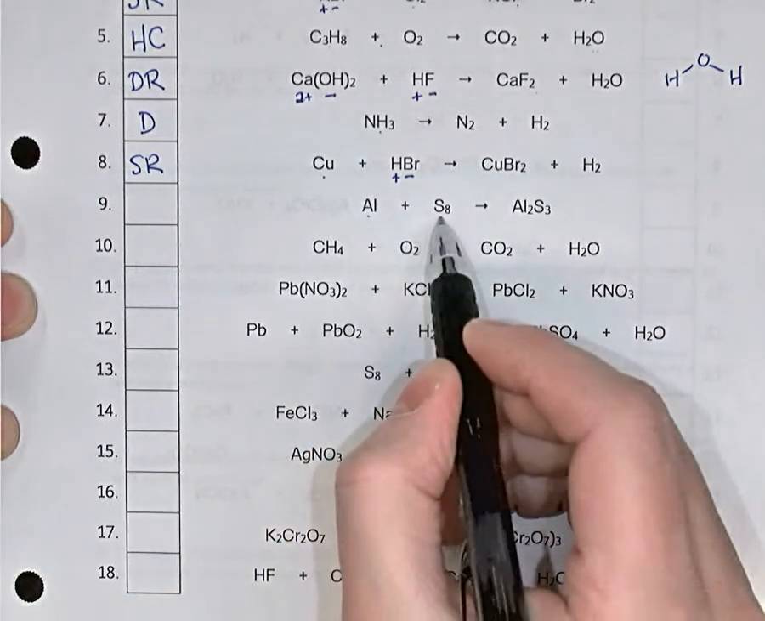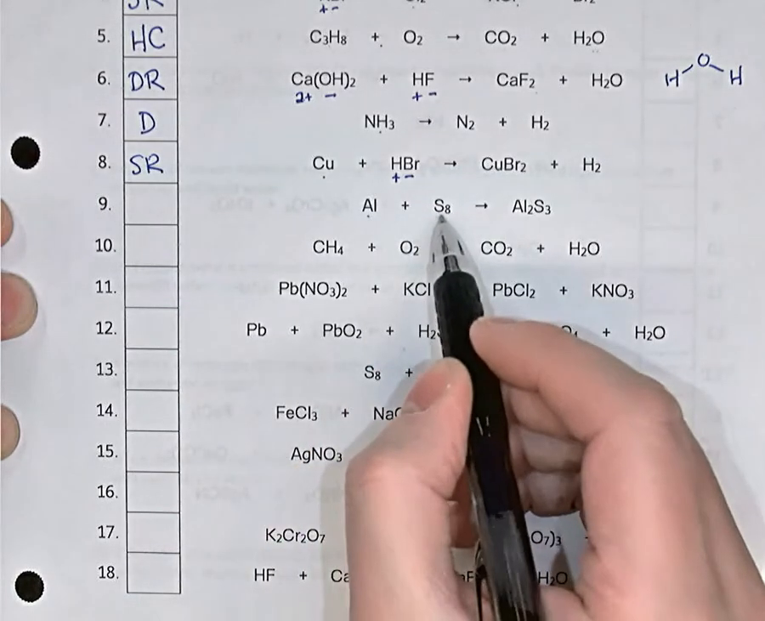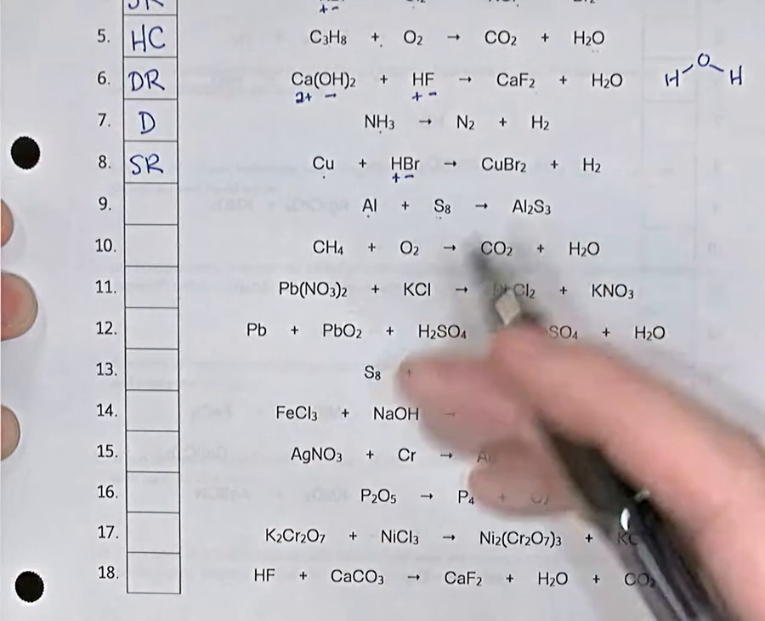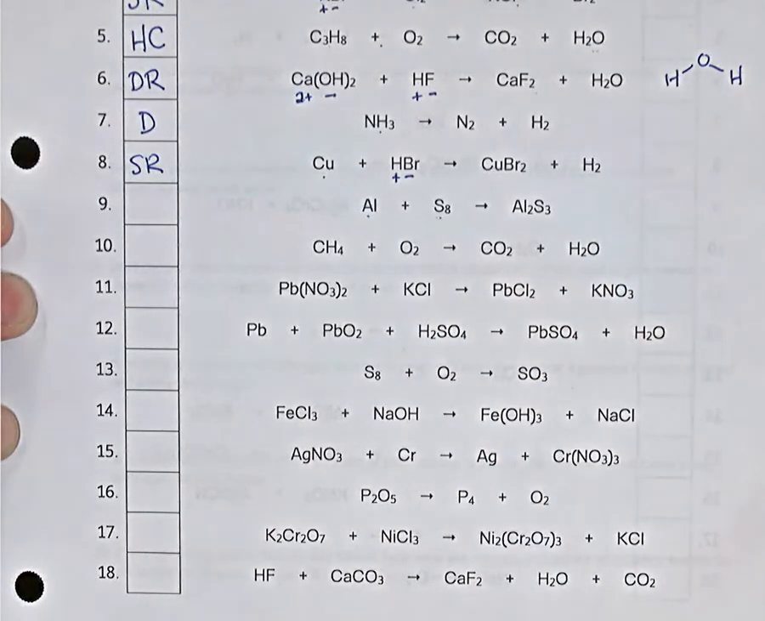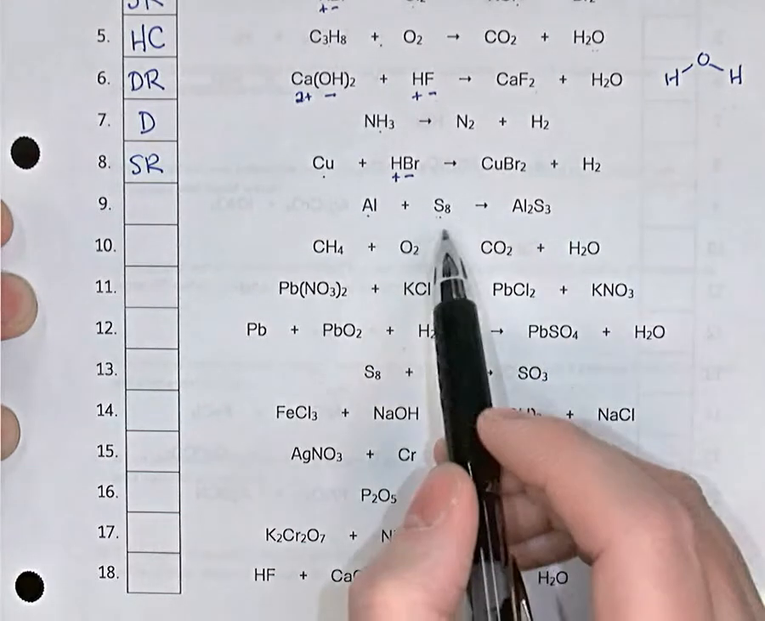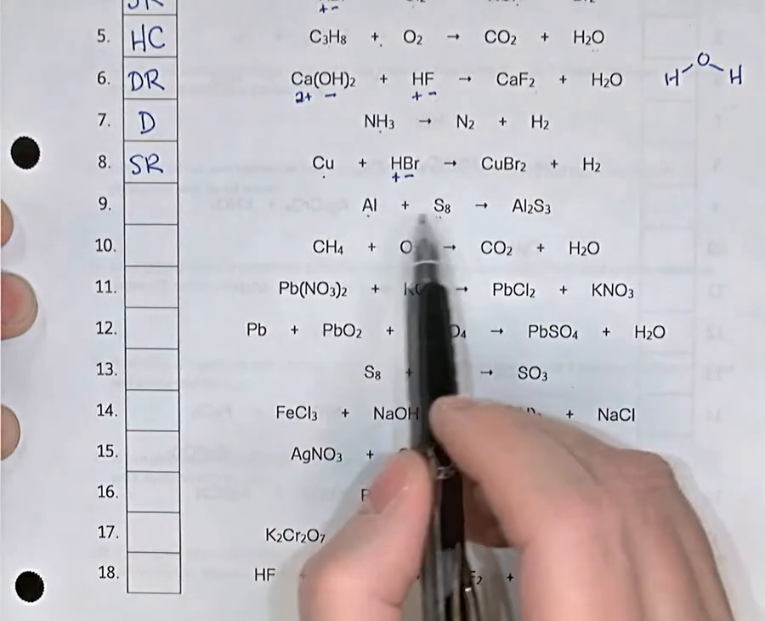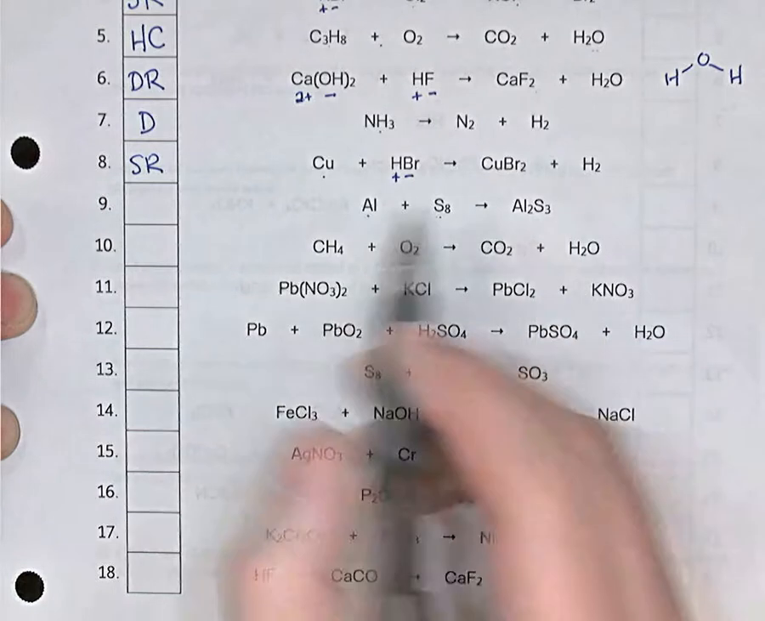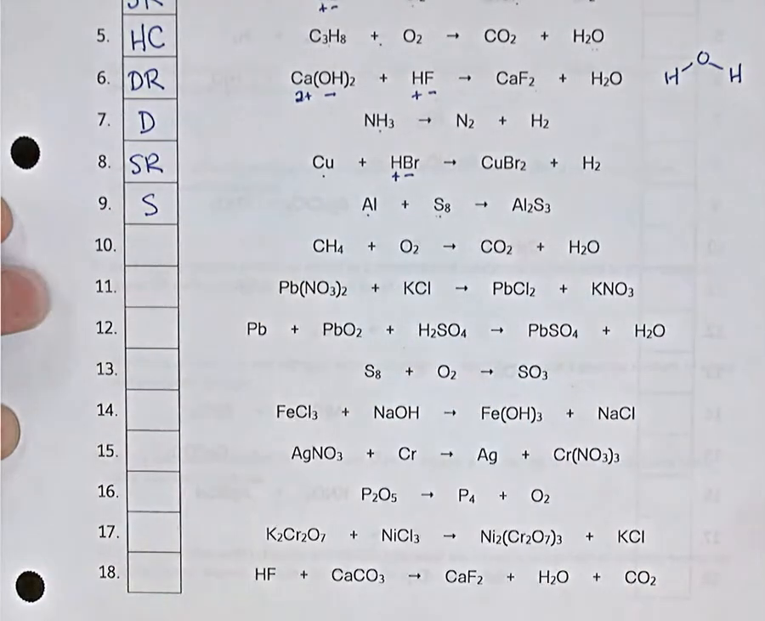Here we have 2 elements. This 8 doesn't really matter. Sulfur is a complicated element like the Hofbrinkel elements, but instead of being diatomic, it has 8 atoms. But it's just an element. So an element and an element making a compound, that's a synthesis reaction.